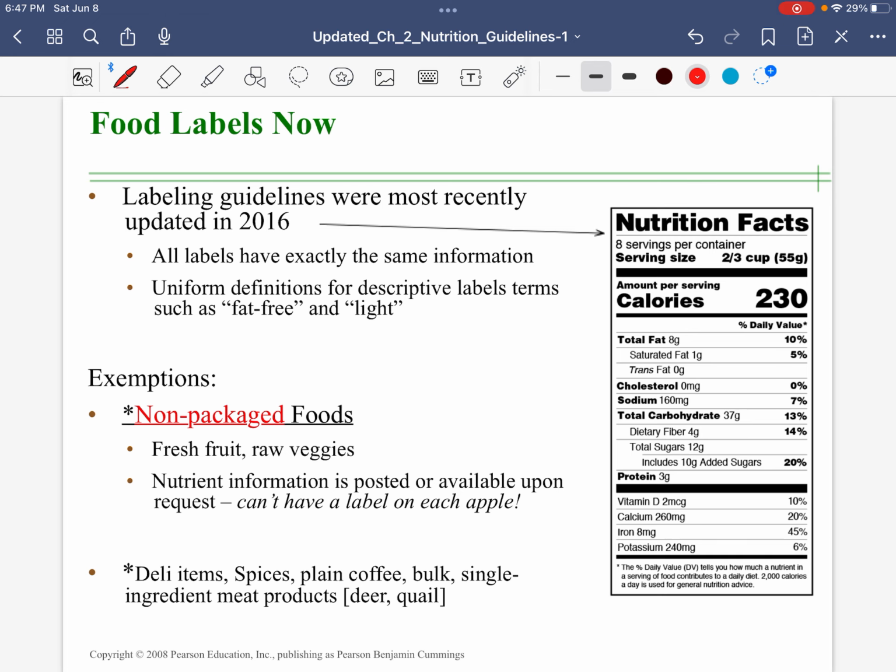Some exemptions. Well, non-packaged foods. Remember I said that every packaged food must have a nutrition label?